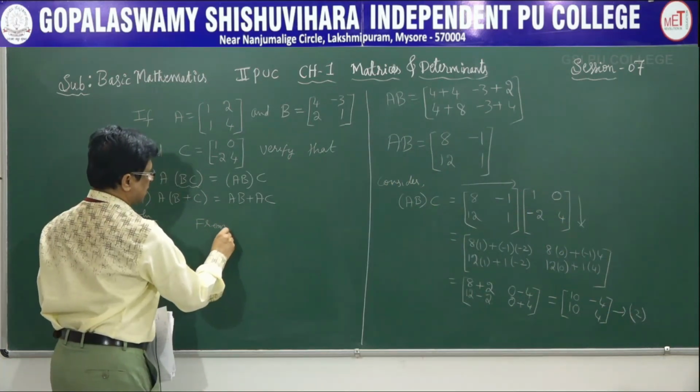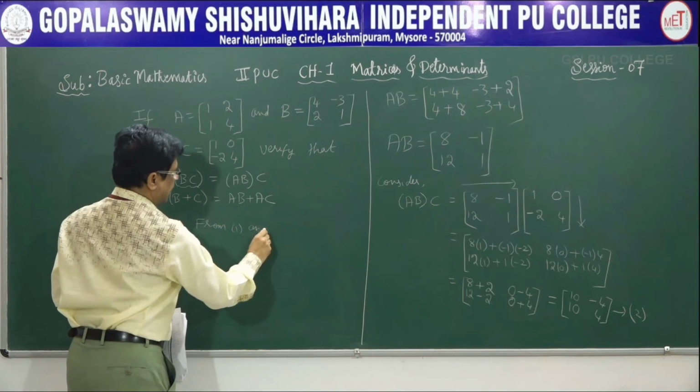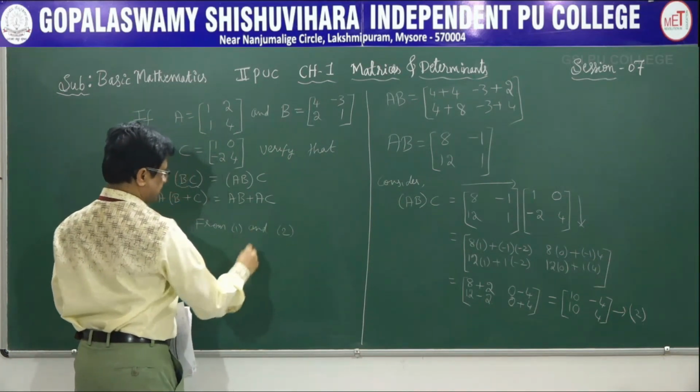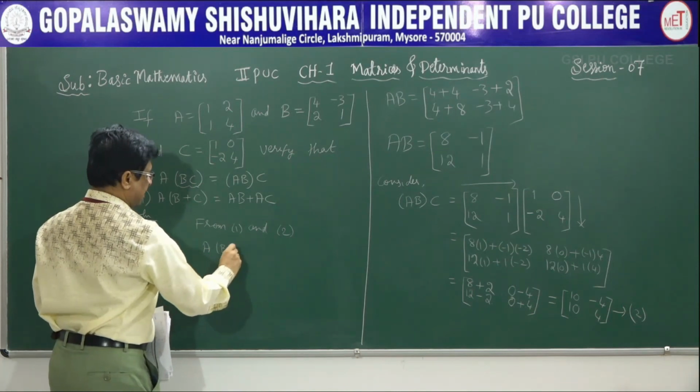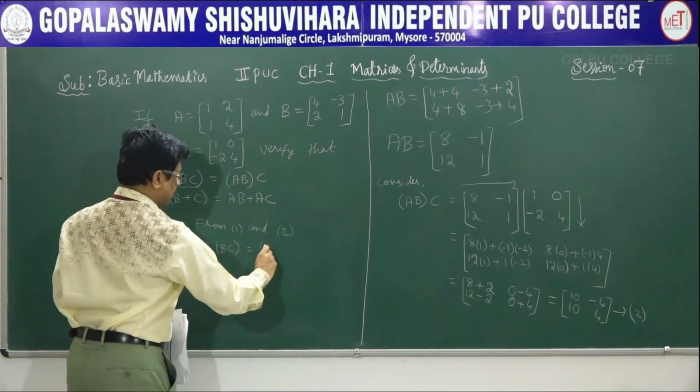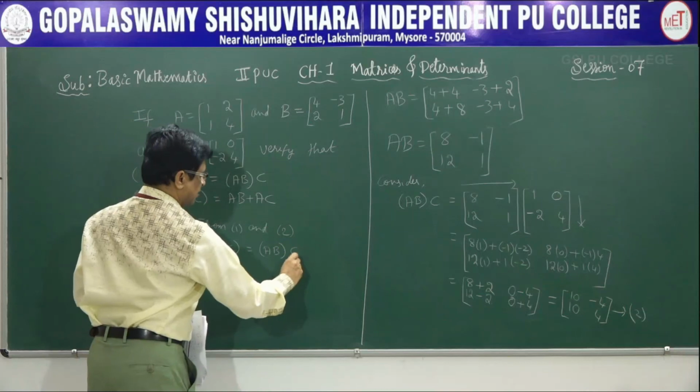From 1 and 2, A into BC will be equal to AB into C.